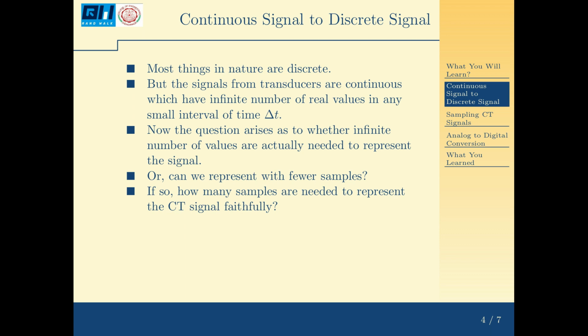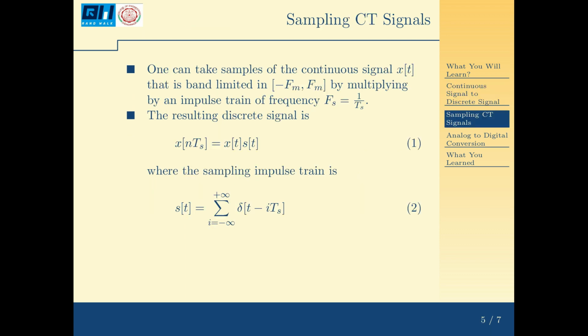Now the question arises as to whether all these infinite number of values are actually needed to represent the signal, or can we represent the whole signal with fewer samples. So if so, how many samples are needed to represent the continuous time signal faithfully? So now the question is, instead of sending all these infinitely many real values, is it possible to send fewer samples and reconstruct the signal faithfully? Now the answer is provided by sampling.